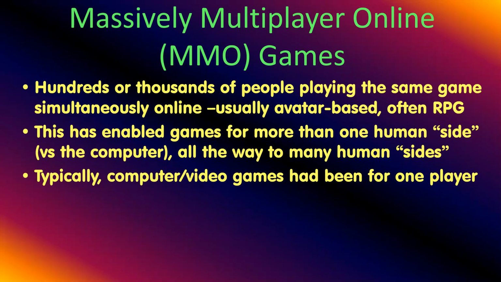Massively multiplayer online games, MMOs. This is the case that hundreds or even thousands of people are simultaneously playing the same game online. It's usually avatar-based so that they have an avatar. Often it's a role-playing game. This has enabled games for more than one human side versus the computer all the way to many human sides. Typically, computer video games had been for one player, and of course a lot still are.